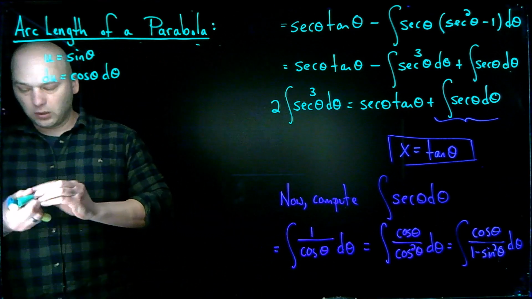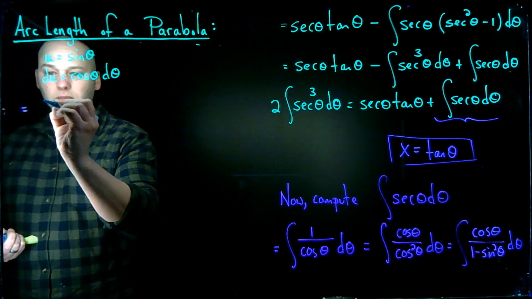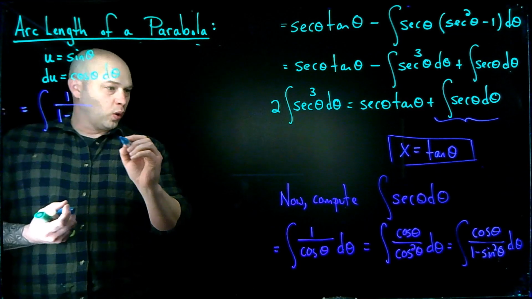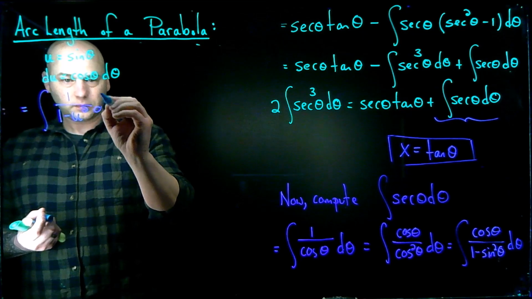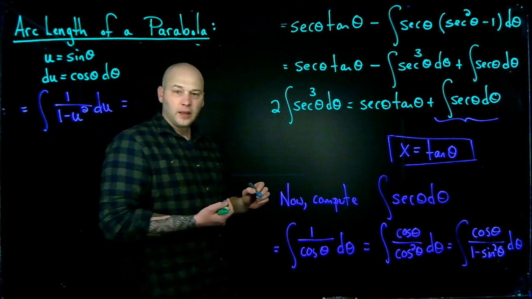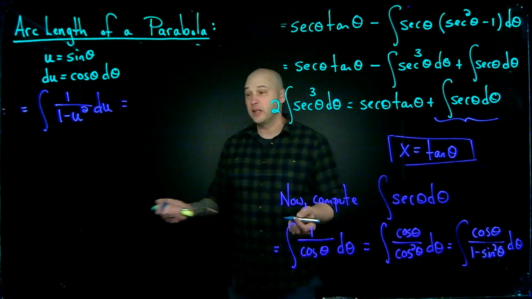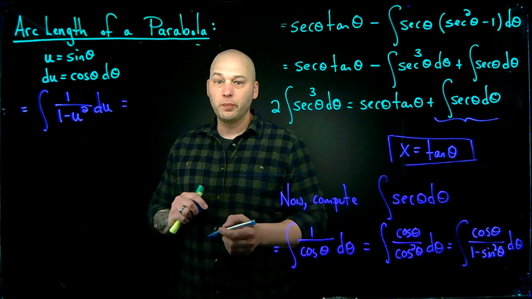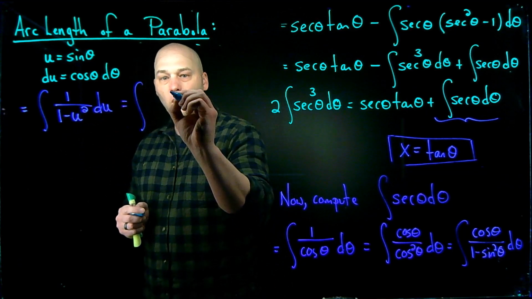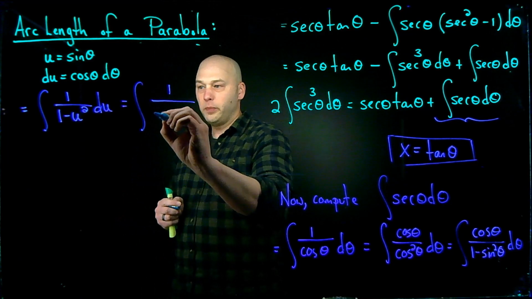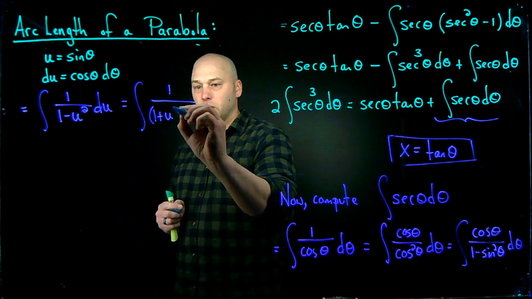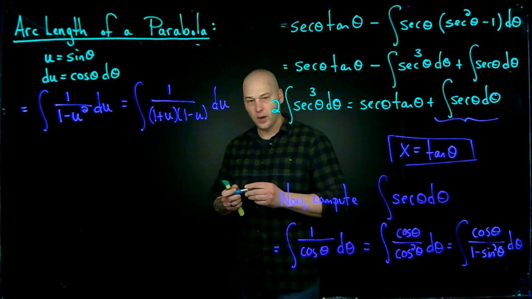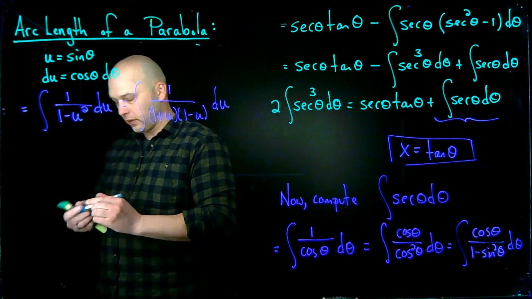This is going to be equal to the integral of 1 over 1 minus u squared du. If that happened to be a plus, then it would be an inverse tangent, but it's not, it's a minus. So the way we'd integrate this, I need to factor this and then use partial fractions. So the integral of 1 over 1 plus u, 1 minus u, du. All right? So now let's do the partial fraction decomposition of that.